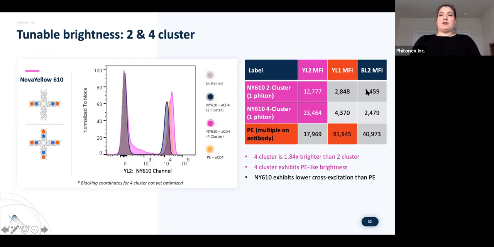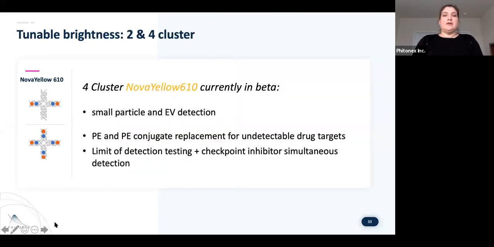Whereas we don't have many off-target effects in either the yellow laser excited channel or another blue laser excited channel. So in terms of that cross excitation that you would have with PE, it's similarly bright, but you have less of that bleed over into your other channels. So we now have a four cluster Nova Yellow 610, which is currently in beta testing. And we see this as being helpful in small particle and extracellular vesicle detection. That's a place where brightness is really at a premium.